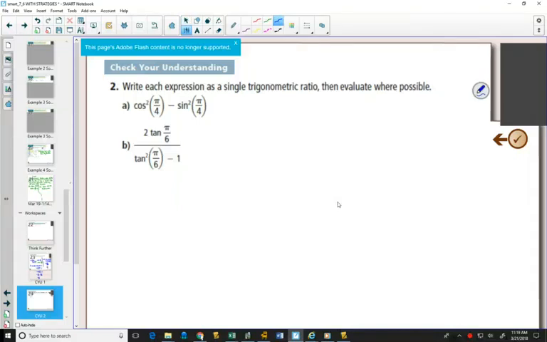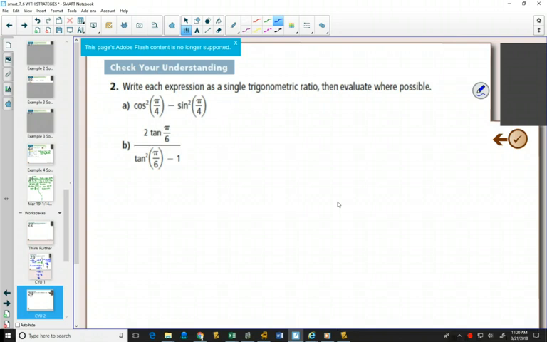Write an expression as a single trig ratio. So in A, there's 2 trig ratios. In B, there's 2 trig ratios. And evaluate if possible. So in A, you've got cos squared pi over 4 minus sine squared pi over 4.